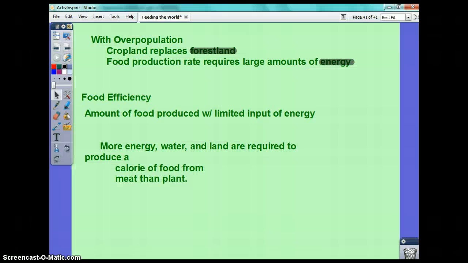With overpopulation, you're going to have forest lands that are going to be cut down to produce croplands. Happens all the time. Our forests have gone down, I don't know the figure, but a significant difference. Food production requires a lot of energy. From what? Transportation of food. The machinery to do what? Irrigation, packaging, plowing. The energy it takes from the store.